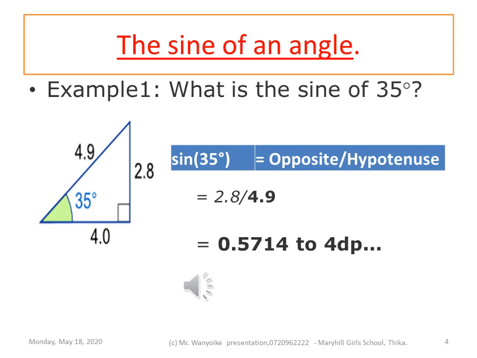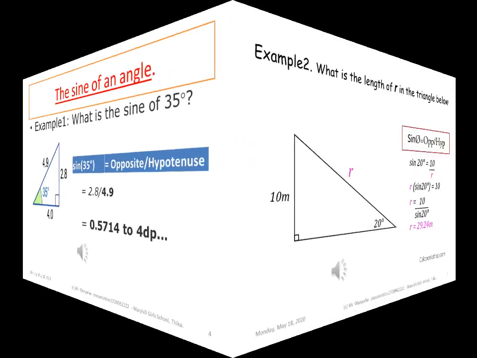In this example, we want to find the sine of 35 degrees. And therefore, we say sine 35 equals opposite over hypotenuse. The opposite in this triangle is 2.8 and the hypotenuse is 4.9. So when we divide, because sine 35 will be equal to 2.8 over 4.9, then we get 0.5714, correct to 4 decimal places.